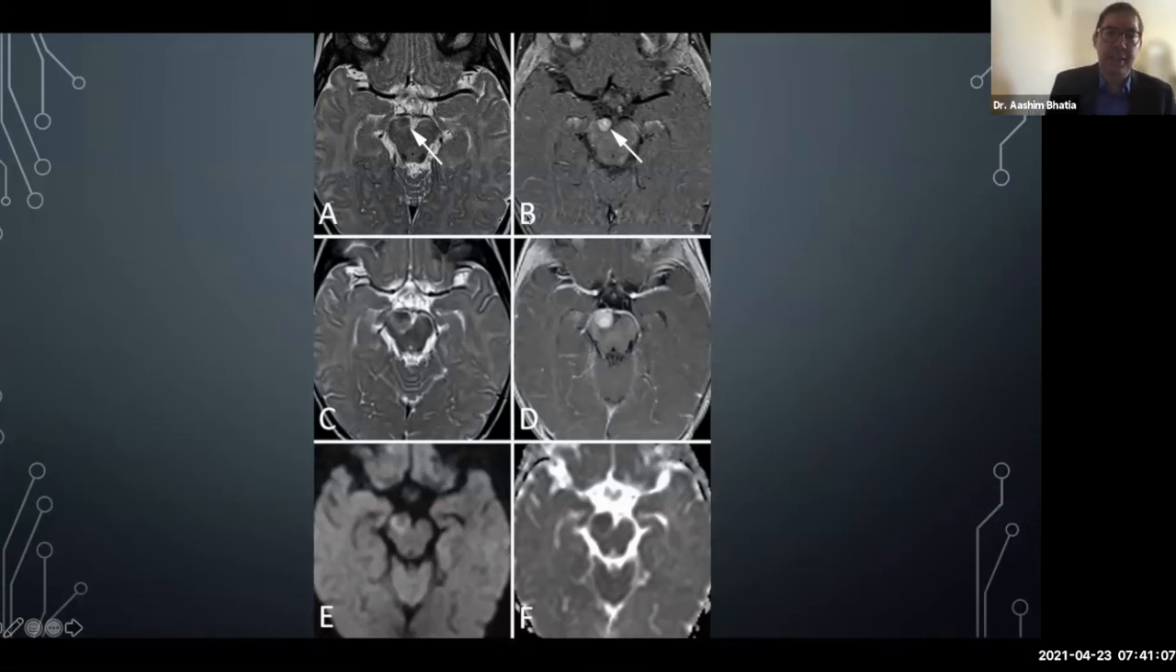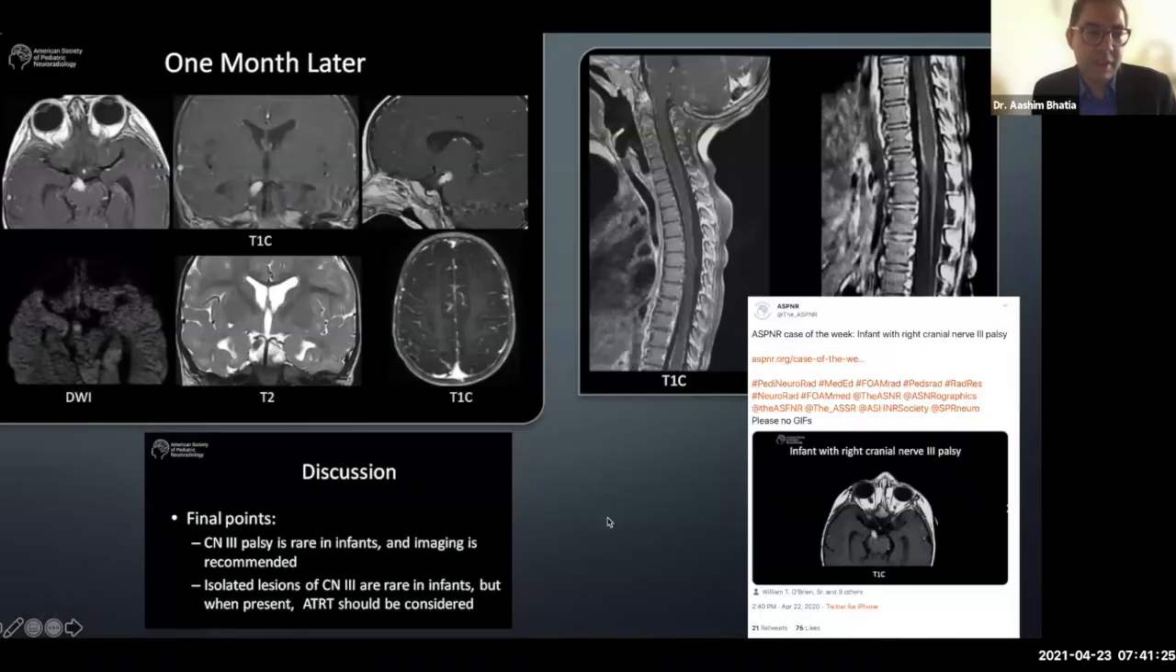The clue to the diagnosis, a lot of times you'll think schwannoma. But if you look, there's going to be reduced diffusion within these ATRTs. Here's a nice high-quality DWI showing hyperintensity on DWI, dark ADC. So when you see that reduced diffusion associated with these lesions, think of ATRT.